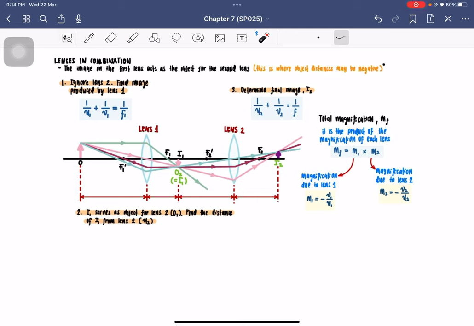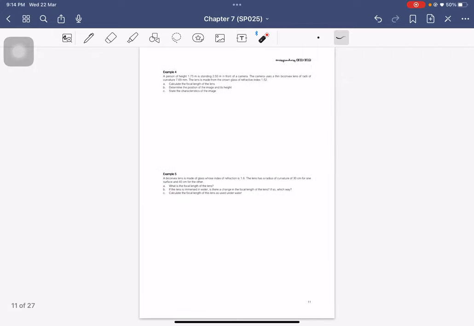The total magnification is the product of the magnification of each lens. So each of these two has its own magnification. The magnification due to lens 1, you just have to calculate using the value of the object distance and the image distance for lens 1. For lens 2, do the same as lens 2. Okay, alright, now let's look at an example.